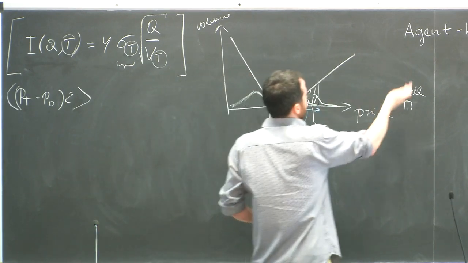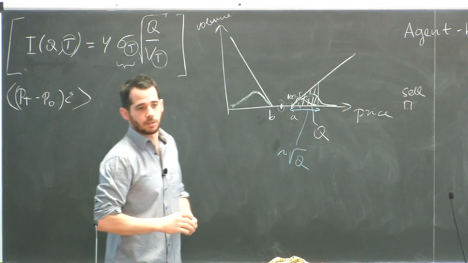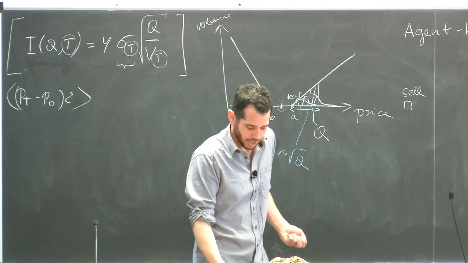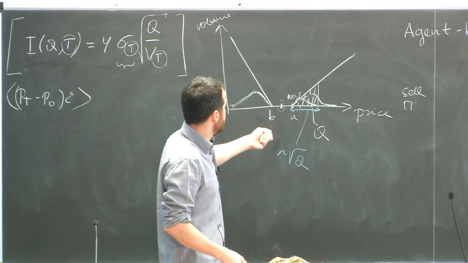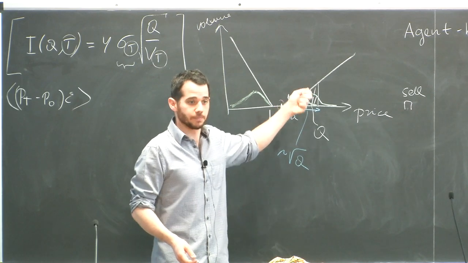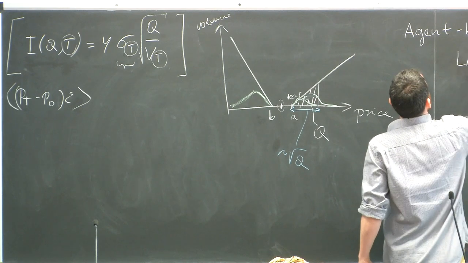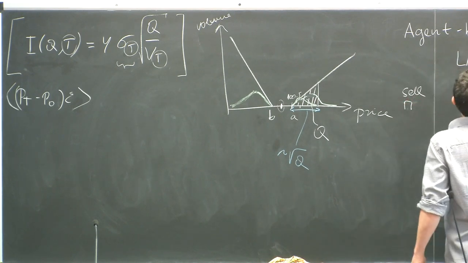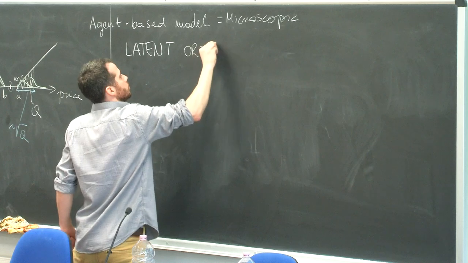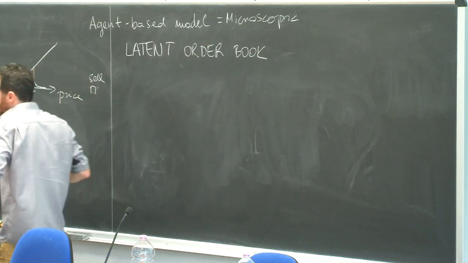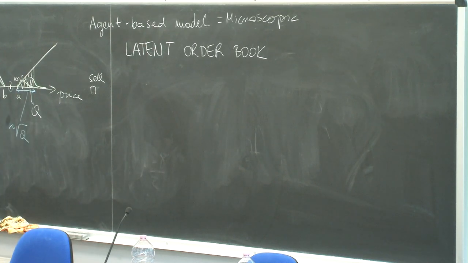If you go up to 200, then everyone who owns this stuff will be ready to sell it to you and go home. So there is a trivial idea here that even if you do not see it, there has to be a volume there somehow, which we will call latent. There is a volume that you do not see, but you believe strongly that it should be there. And what we will try is to model this latent volume in the order book.